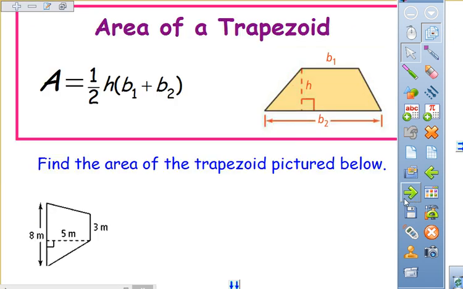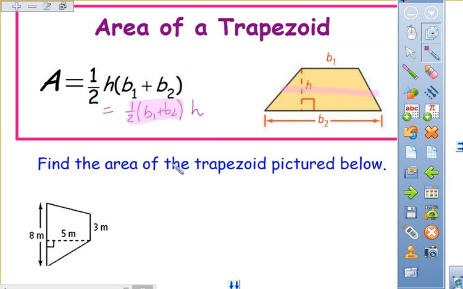The area of a trapezoid is 1/2 height times b sub 1 plus b sub 2. And I like to think of this one as 1/2 b sub 1 plus b sub 2 times the height. Because then, in my mind, this number is averaging those bases together. So then that number would stand for the average base times the height, and that makes more sense to me. But you can use whichever.